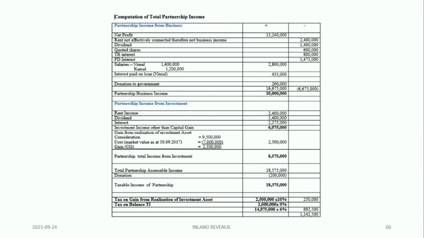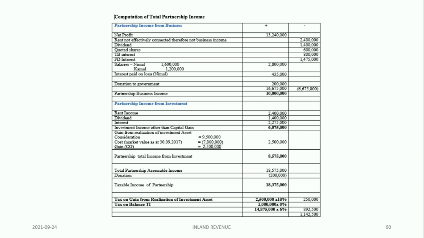So let's see how the computation is to be made. According to this computation page, you can see the net profit of the partnership 13 million. From that, the investment receipts have been excluded. Rent is not effectively connected to the business, therefore it has been excluded. Dividend, quoted shares exempt. Treasury bills interest, again investment receipt. FD interest, investment receipt, and it is considered as investment receipts and therefore removed from business profits.